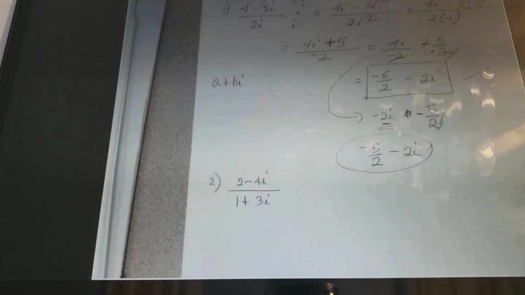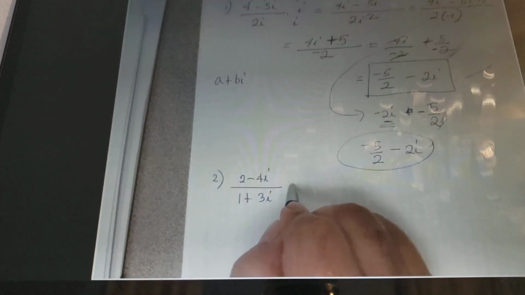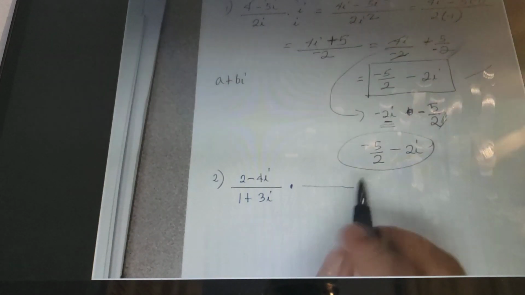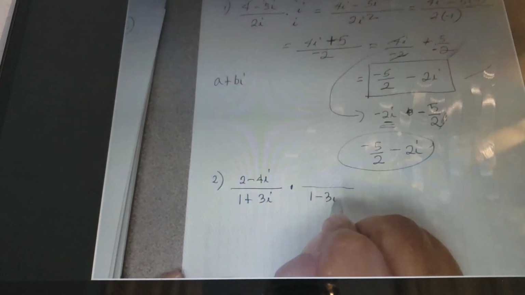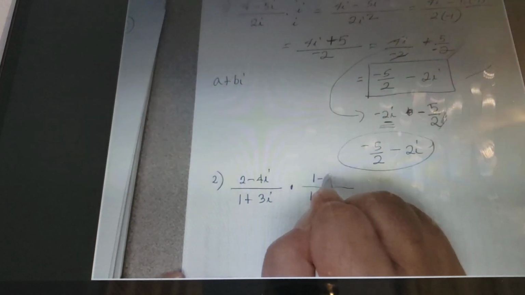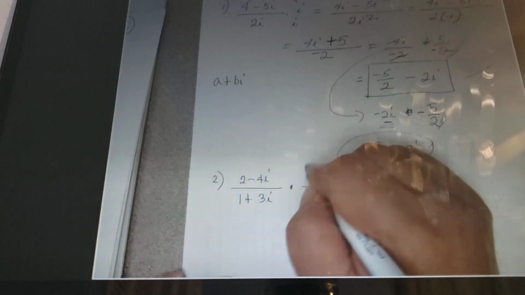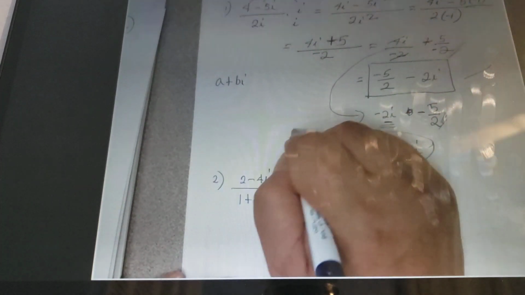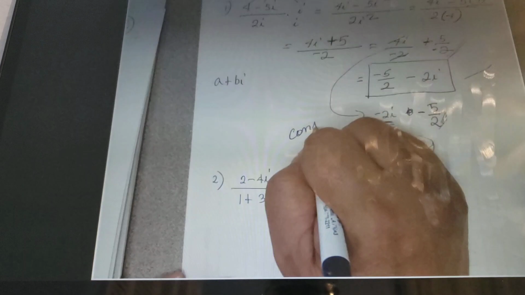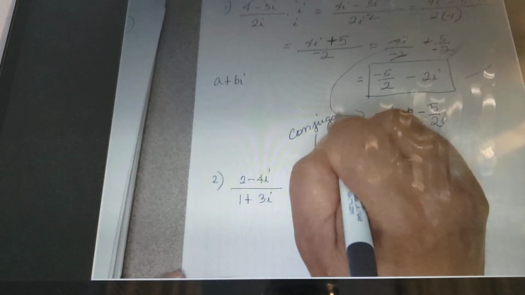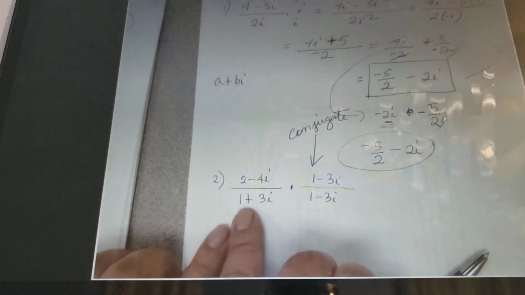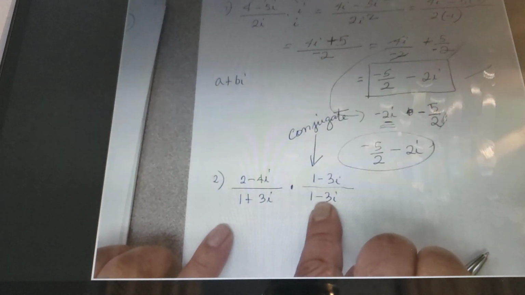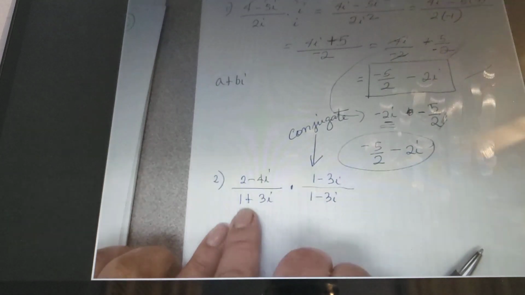So you need to conjugate for this. So I will put the conjugate: 1 minus 3i. This is what you call conjugate. If this is positive, the conjugate should be negative. If it is negative, it should be positive.